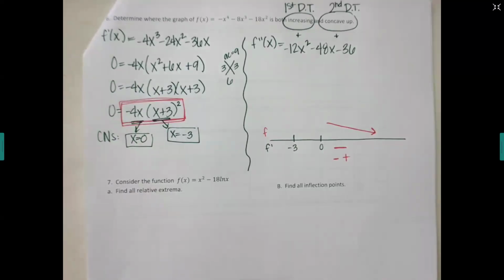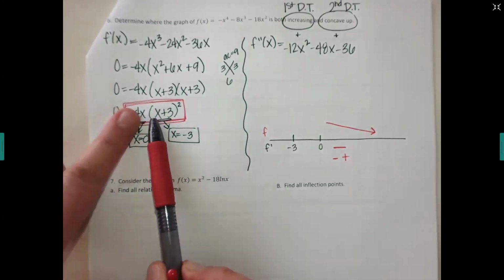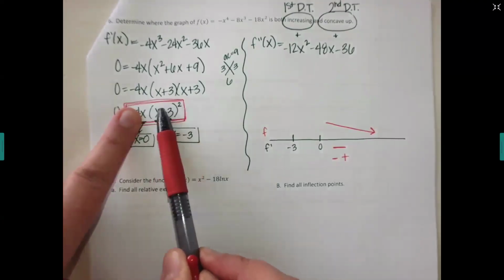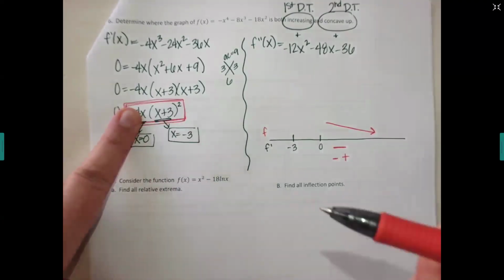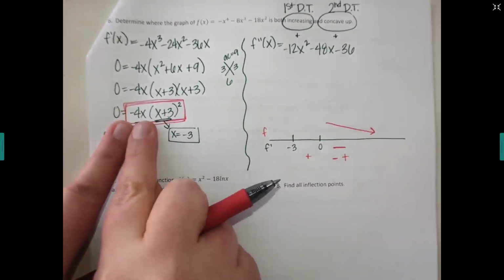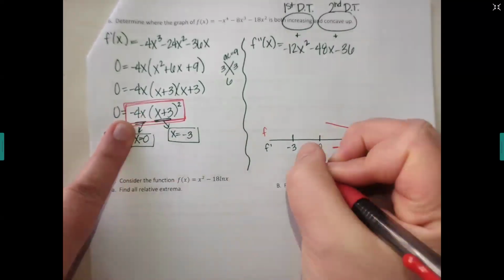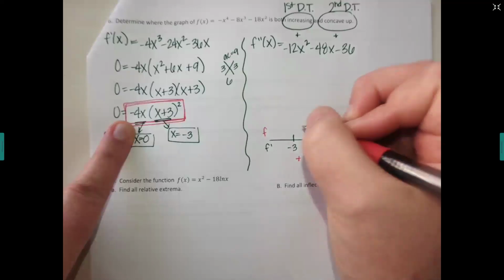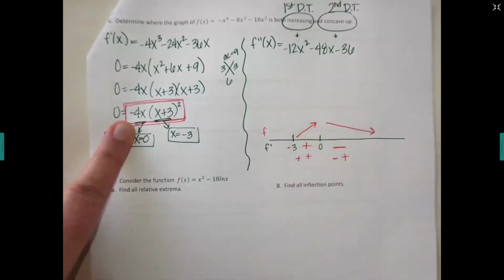Between 0 and negative 3, what could I pick as a test point? Negative 2. What's negative 2 plus 3? And then I'm going to square it. So positive. Okay, then I'm going to take that same negative 2 and multiply it with a negative 4. Positive. And so if I have a plus times a plus, that's going to be a big plus. That tells me f was uphill on that interval.